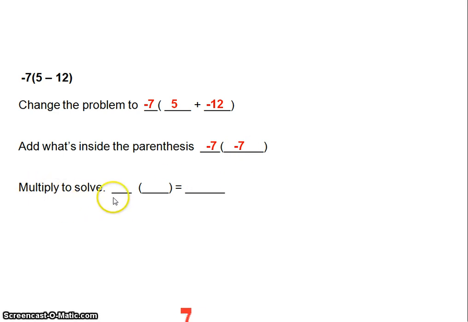Now we're going to solve by finishing the multiplication. I have negative 7 times a negative 7. The signs are the same. They both are negative, which means my product will be positive. 7 times 7 is 49.